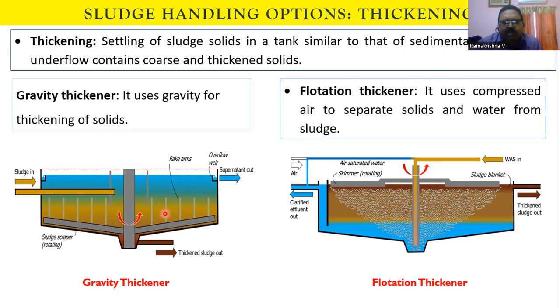The flotation thickener is similar to the gravity thickener, but in the gravity thickener we are using only gravity. We are not using any external mechanism. Here we are sending compressed air from the bottom so that particles and water are separated. Particles will be pushed to the top and water is separated out. Thickened sludge is removed from the top and the water is taken from the bottom.